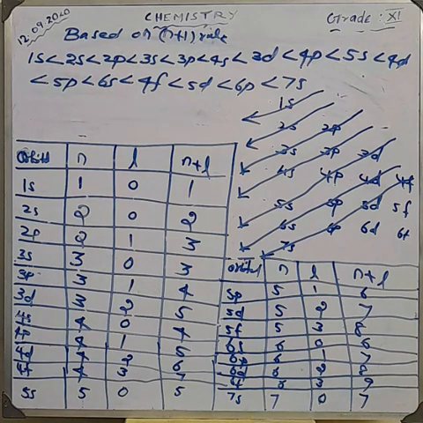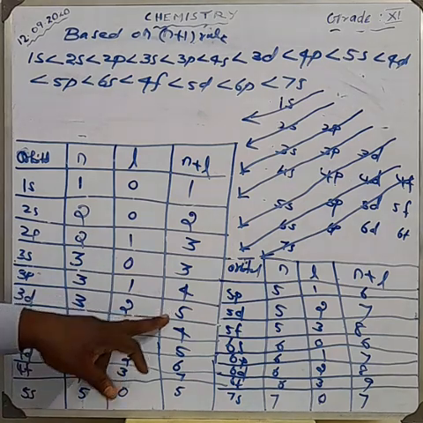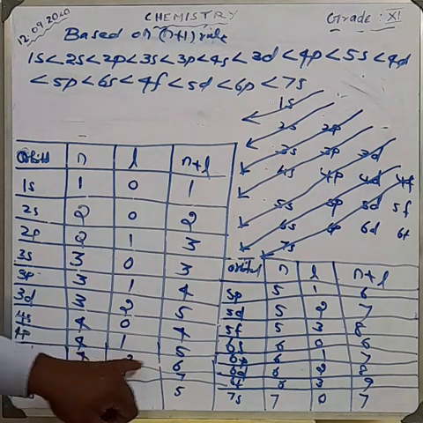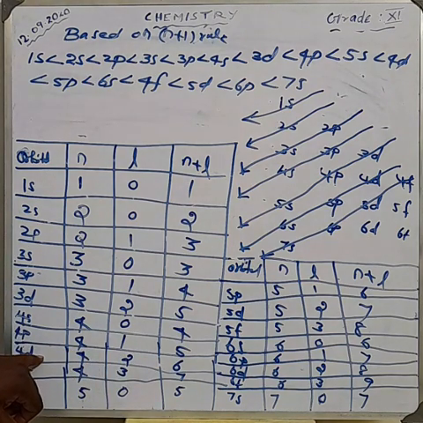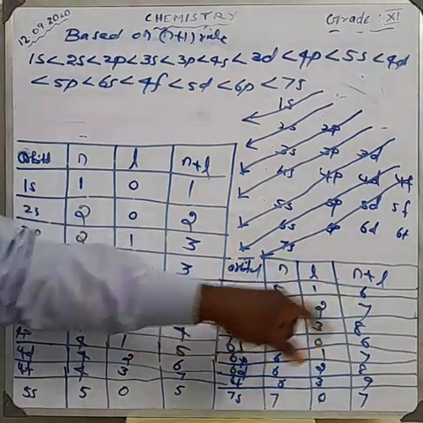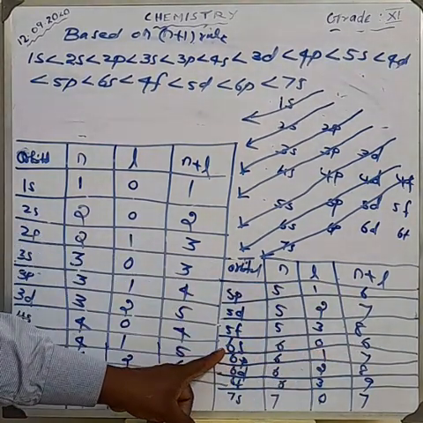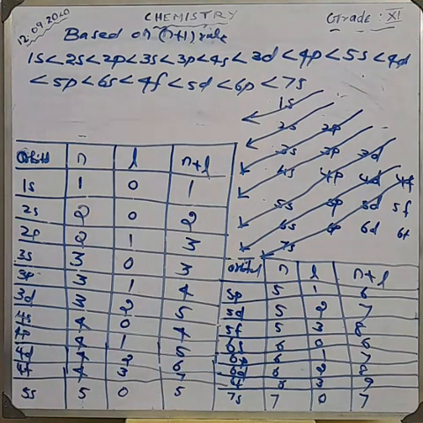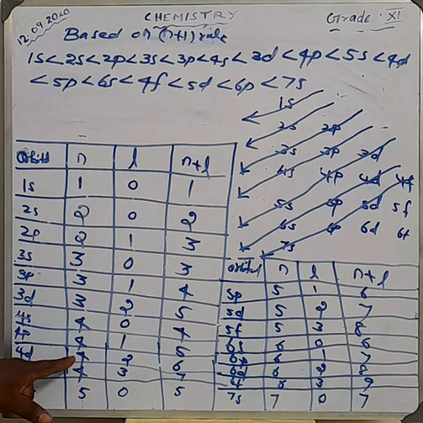Okay. Next, the 6 value. Which ones have 6? 4d has the 6 value, then 5p has the 6 value, and 6s also has the same value, 6. Out of these three, which has the low value? As per the principal quantum number, n is equal to 4 for 4d, so it has the low value.